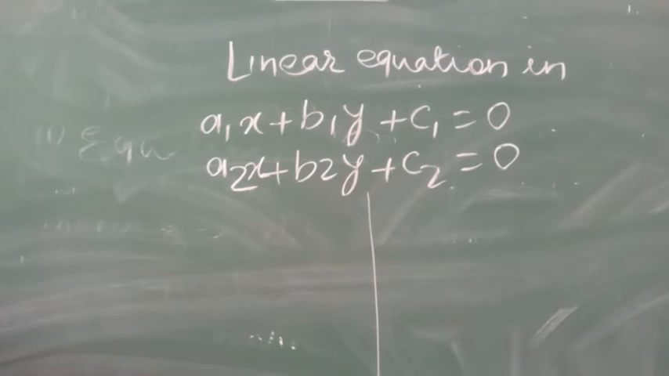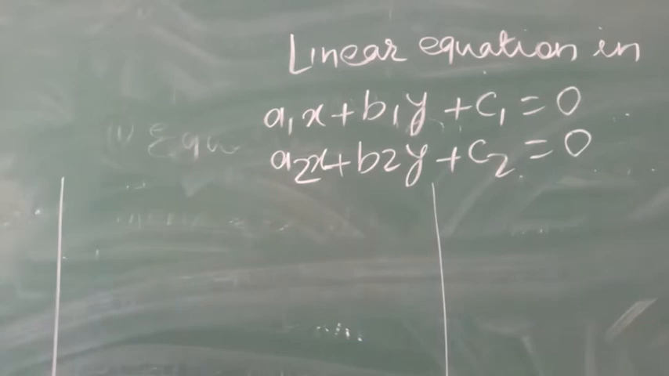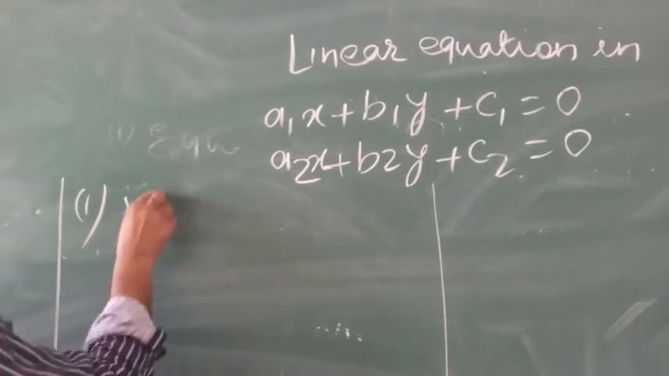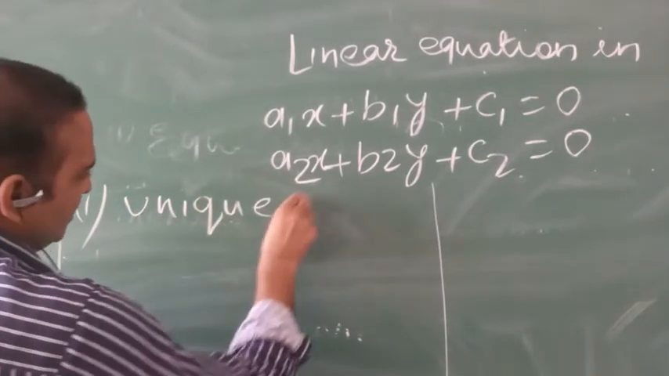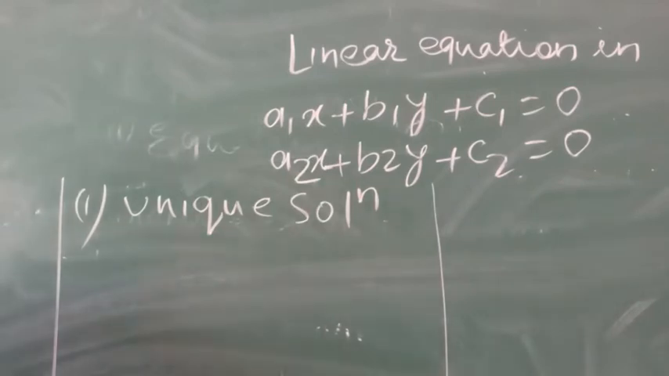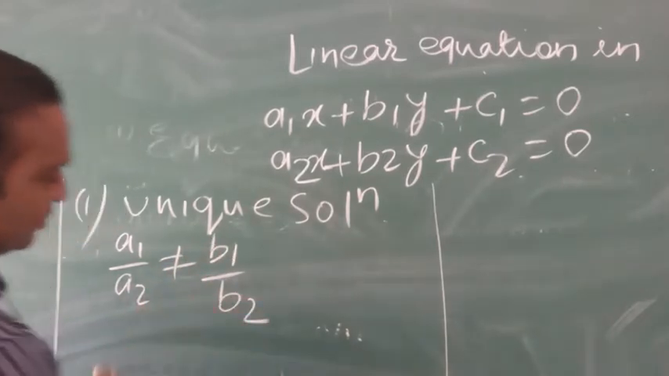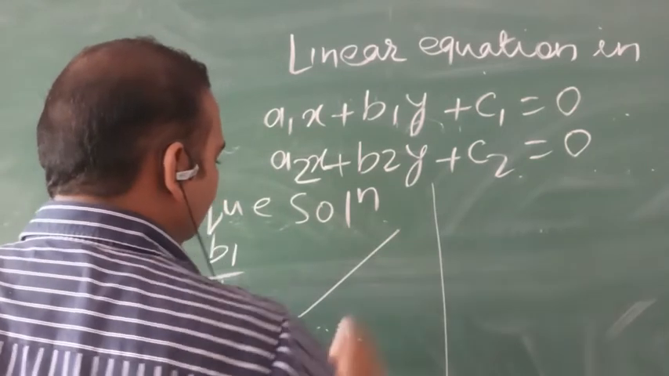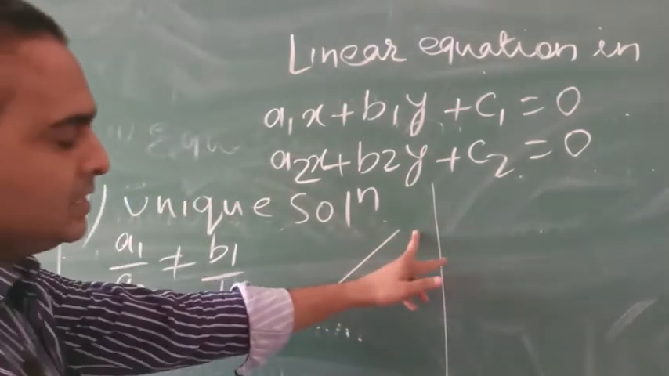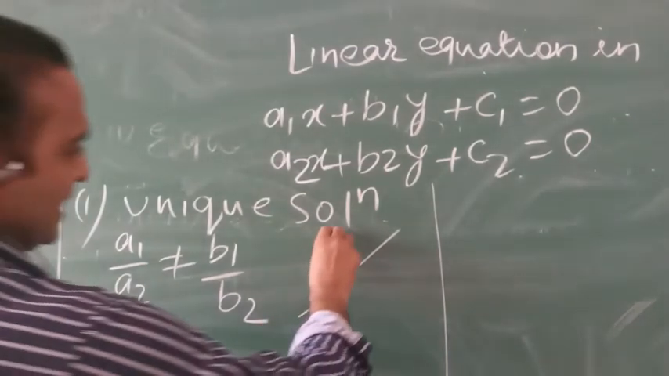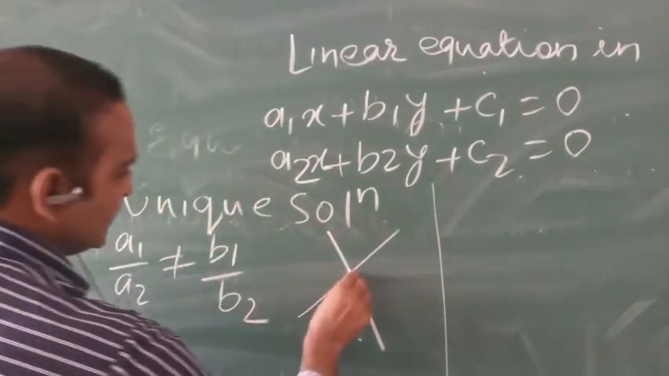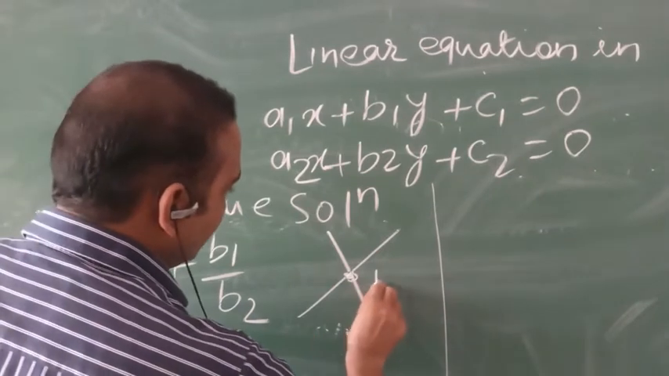In the first case, if 2 equations have only one solution, that is a unique solution, then a1 by a2 is not equal to b1 by b2. If this is the graph of one equation and this is the graph of another equation intersecting at one point, that is one solution.